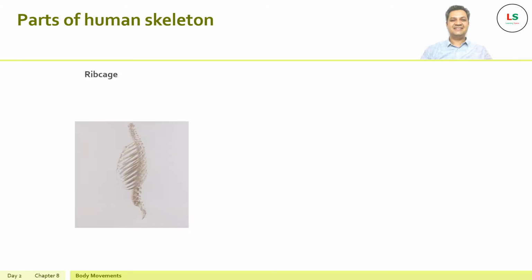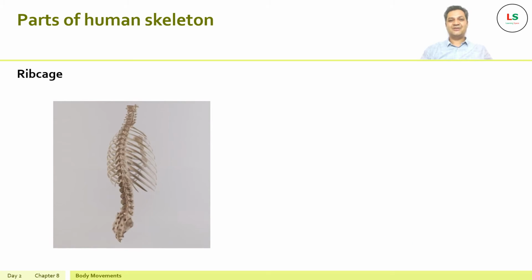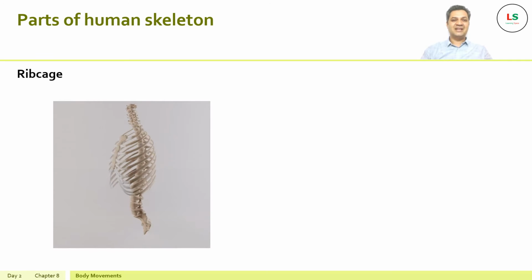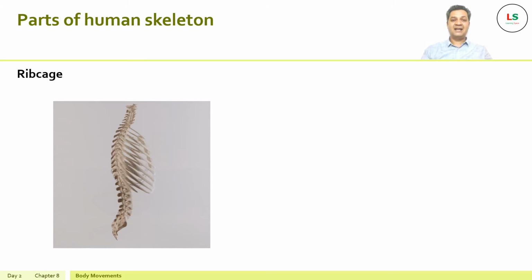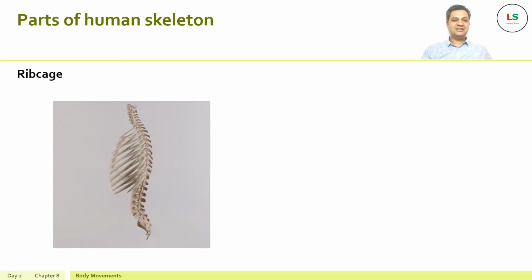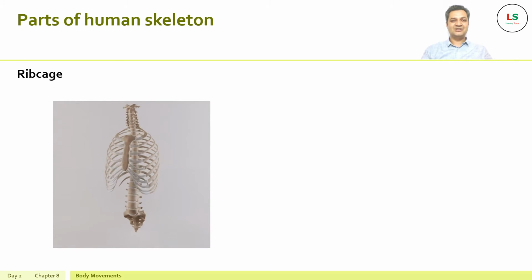Rib cage. 12 pairs of ribs together form the rib cage. The ribs are flat, curved, and thin bones that originate from the spine. 10 pairs of ribs are connected to the flat breastbone called sternum. The rib cage protects heart and lungs and is flexible enough to make breathing possible.